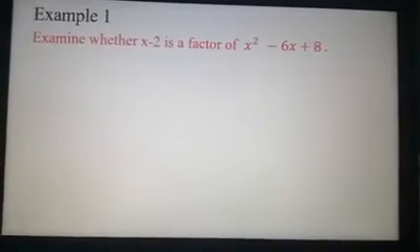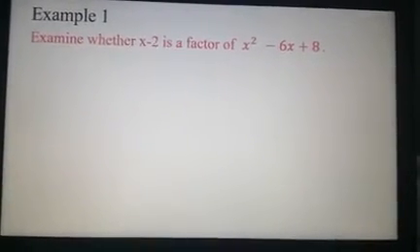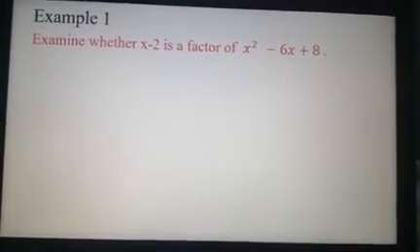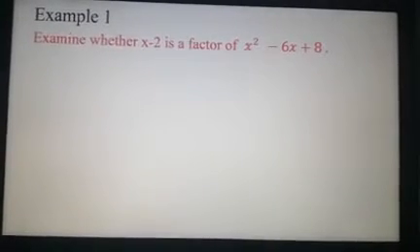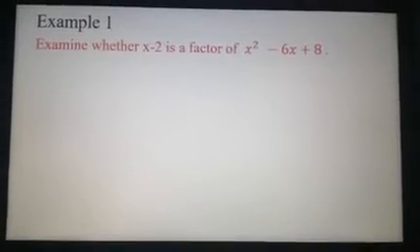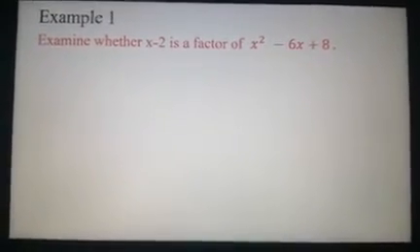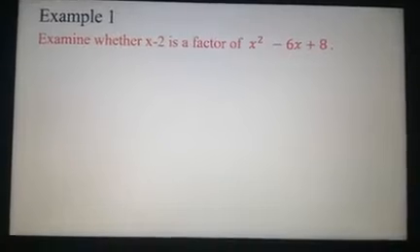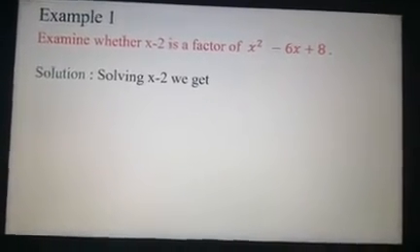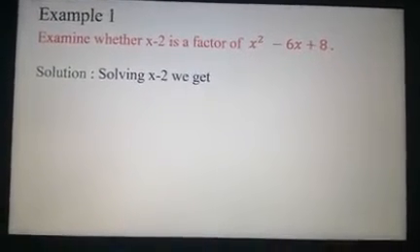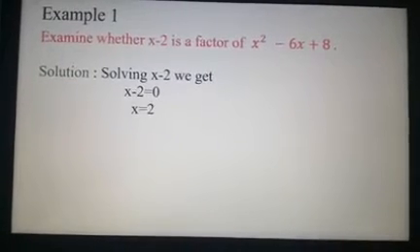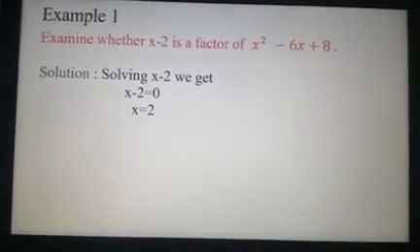So if x minus 2 should be a factor of the given polynomial, what is the condition? The condition is p of a should be equal to 0. So for that, let me find the value of a. You will get the value of a by solving the given linear polynomial. So coming to the solution, x minus 2 is equal to 0. Therefore, x is equal to 2.